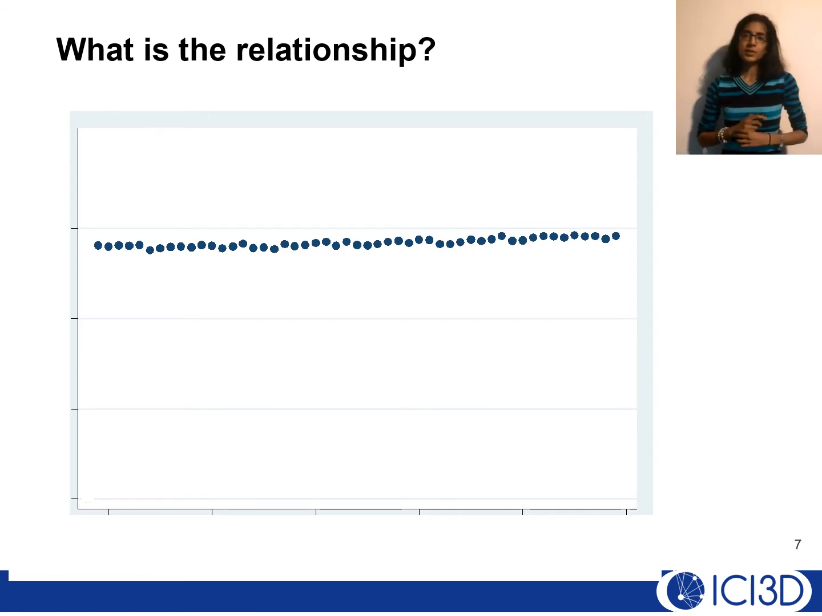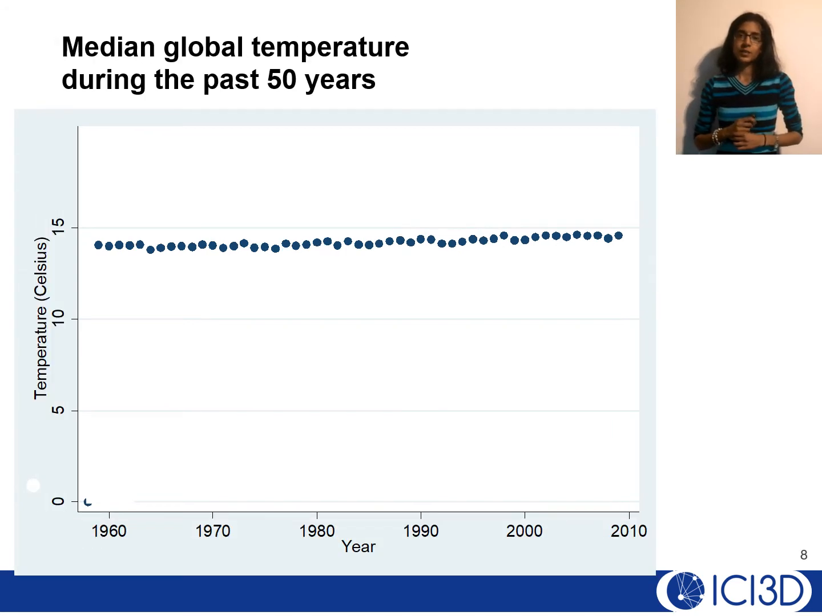Let's add a little bit more detail to this plot. So this is actually a plot of temperature on the y-axis over time on the x-axis. So we're looking at how temperature changes over about 50 years. Based on our understanding of global warming, we now might expect a relationship.